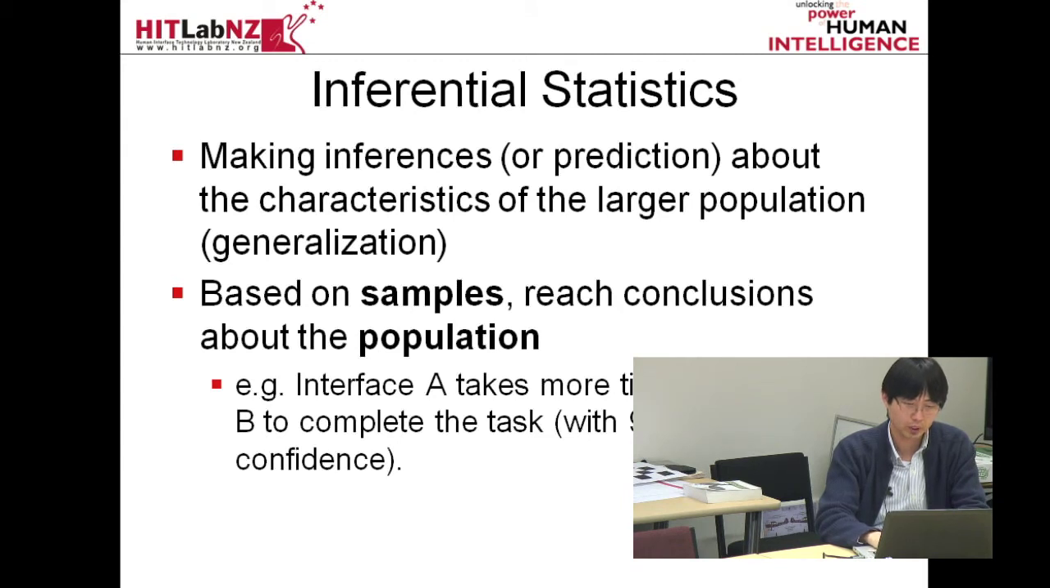So for example, if you had two groups of participants, one group using interface A and the other group using interface B, and you collected task completion time, then you put those task completion times you collected into inferential statistics, might be a t-test. And then the outcome of the t-test will give you basically a probability, which is called the p-value or p-number.